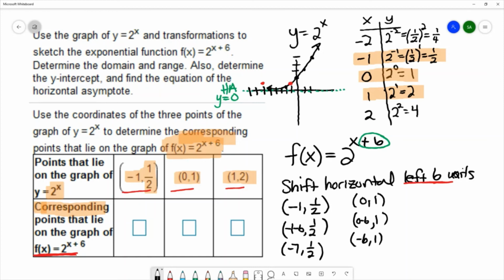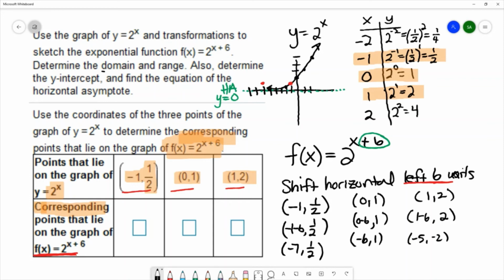If you have trouble doing this in your head, use the picture of the graph to help you. And then we have 1, 2. The y-coordinate will stay the same, and for the x-coordinate, we subtract 6. It's -5, 2. So we have our ordered pairs that are on the graph of 2 to the x plus 6. Let's answer the remaining questions.